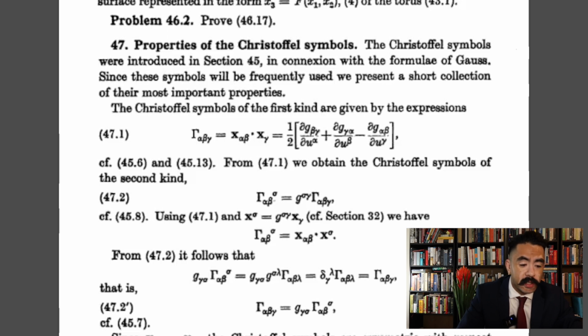So, on properties of the Christoffel symbols. The Christoffel symbols were introduced in section 45 in connection with the formulae of Gauss. Since these symbols will be frequently used, we present a short collection of their most important properties.